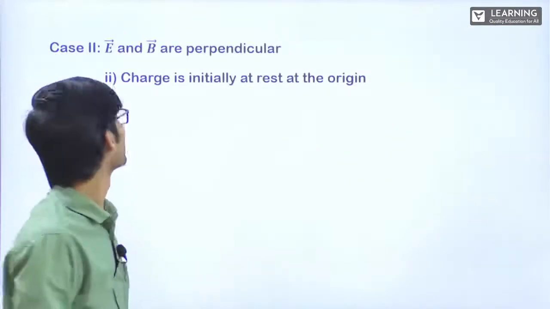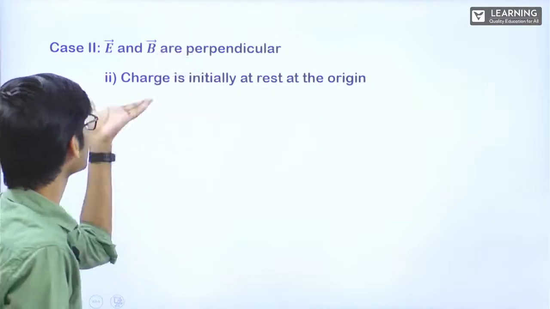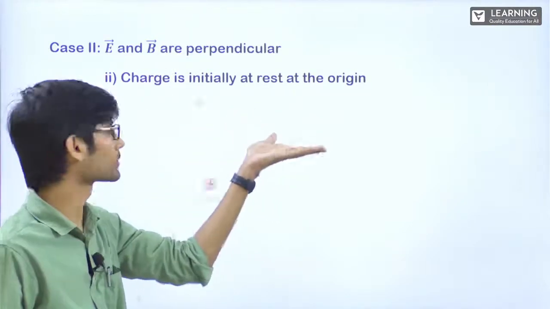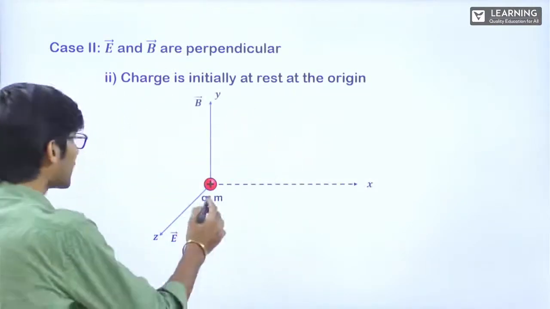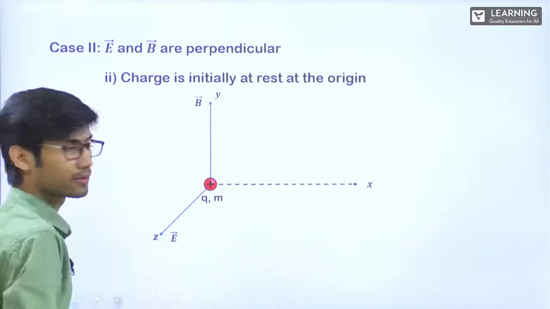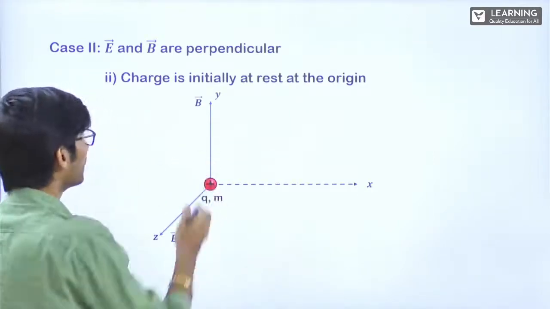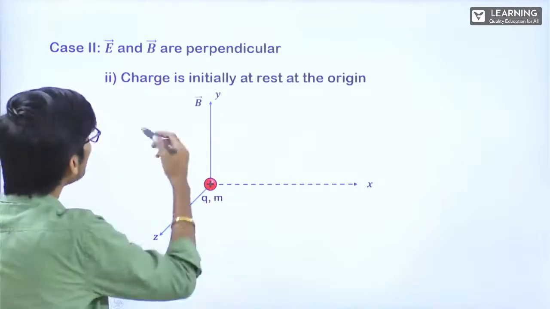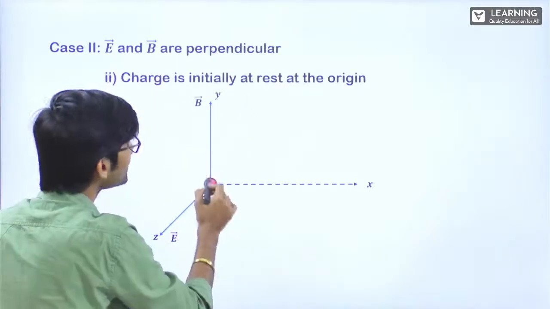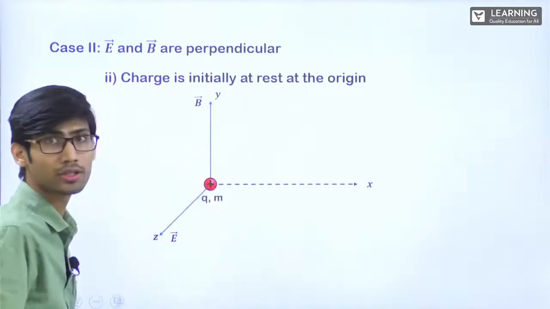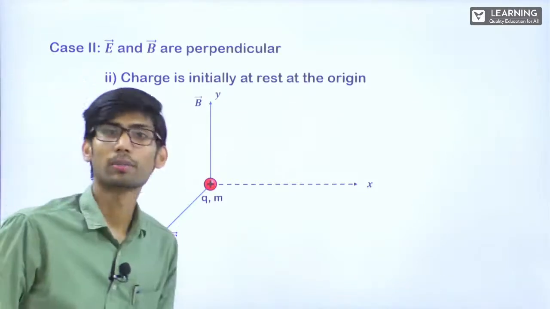This is the last case. E and B are perpendicular. Case 2, the charge is initially at rest. So here E and B are perpendicular. I have taken E in Z, that means it is basically coming out, and B in this direction. So now the charge is initially at rest at the origin. This is the charge which is at the origin at rest. What will be the path?